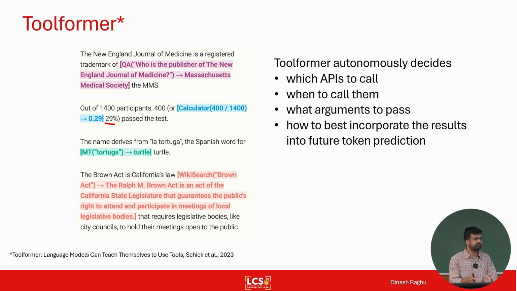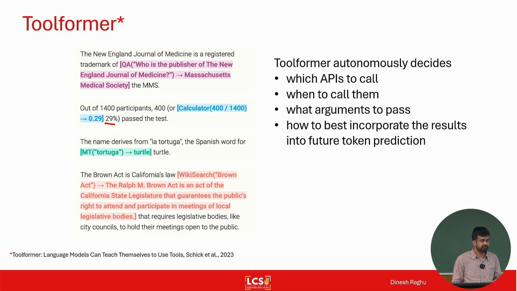So on, they show examples of other data sets as well. Like, for example, the Brown Act is California's law. You know that you're going to talk about the Brown Act later on, right? So if you can search the web, get information about the Brown Act, then maybe you will be able to do a much better job, right? So this is what they want to achieve.